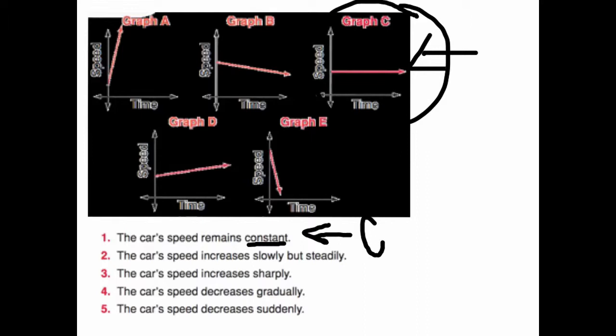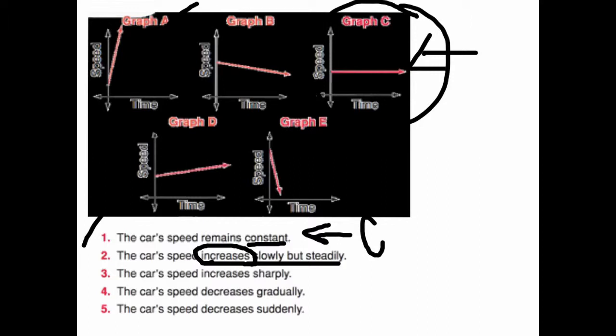All right. Number 2, the car's speed increases slowly but steadily. Okay. I really want to focus on that word increases. If it increases, that means that my slope is going to be positive. So I can immediately eliminate all the answer choices that have slopes that are decreasing. So B, D, and E I can eliminate. B and E I can eliminate because they have slopes that are decreasing. That's going to leave me with graph D and graph A.